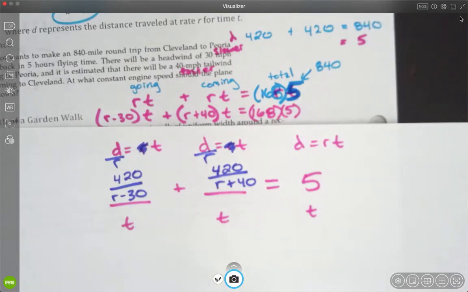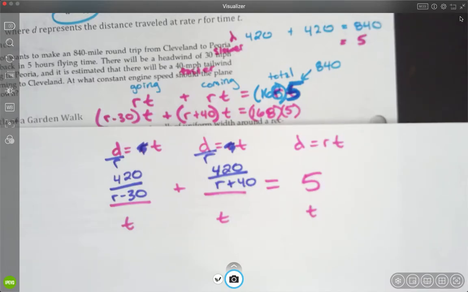So rather than having distance plus distance equals distance, we did time plus time equals time, and then solved for each one of those, whatever the time was: distance divided by rate. That's kind of cool. Now where do we go from here? Now we only have one variable, right?